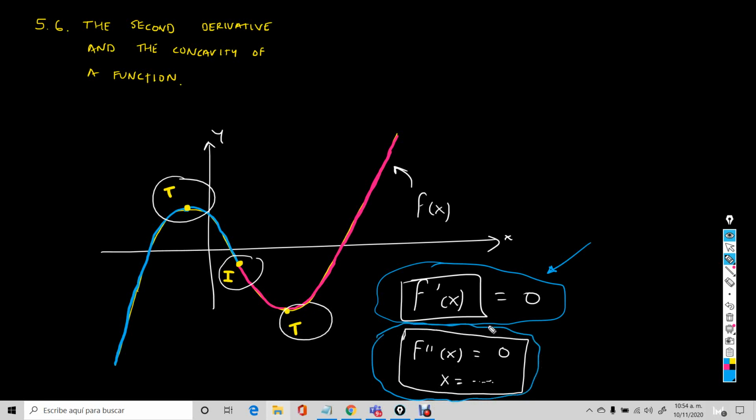What the second derivative will tell you by doing this process is just the possible inflection points, just as the first derivative gave possible turning points. Okay, and that's what we're gonna do right now.